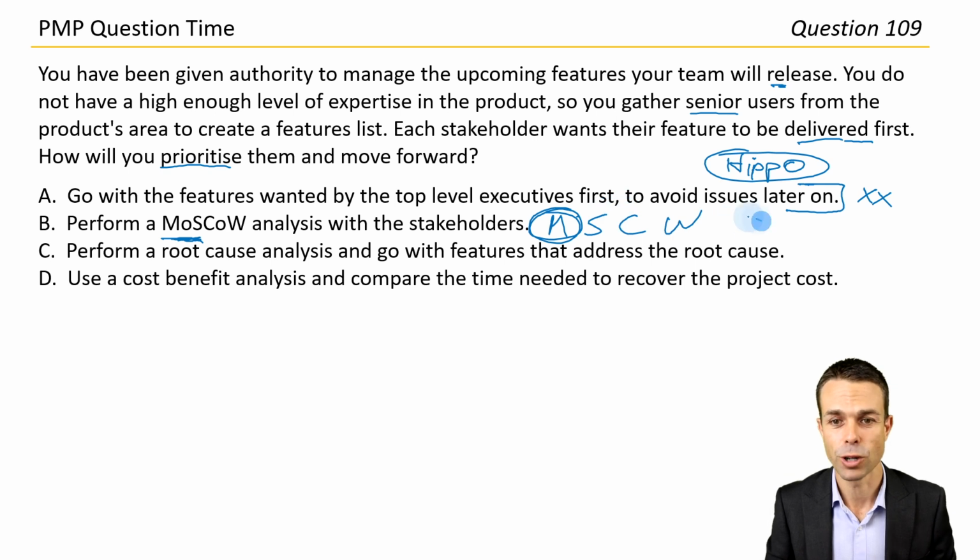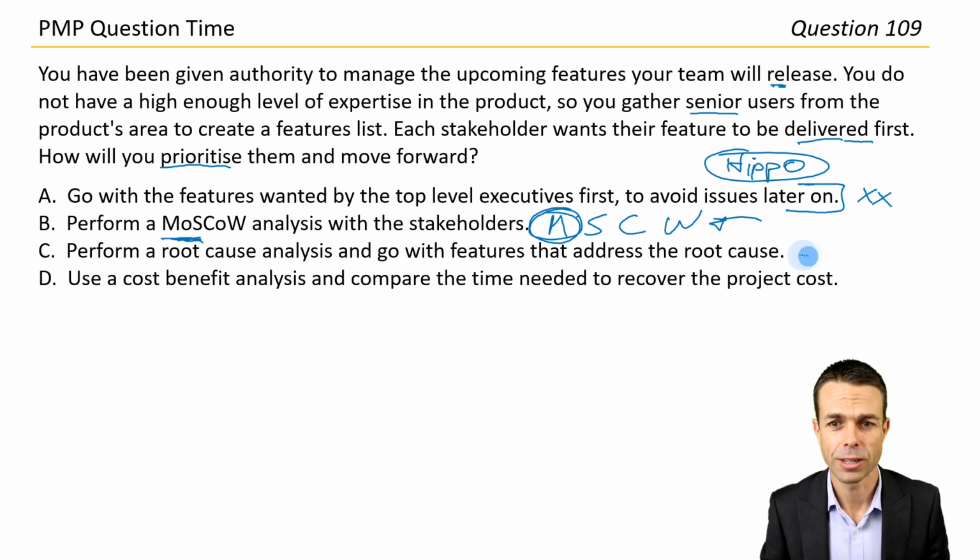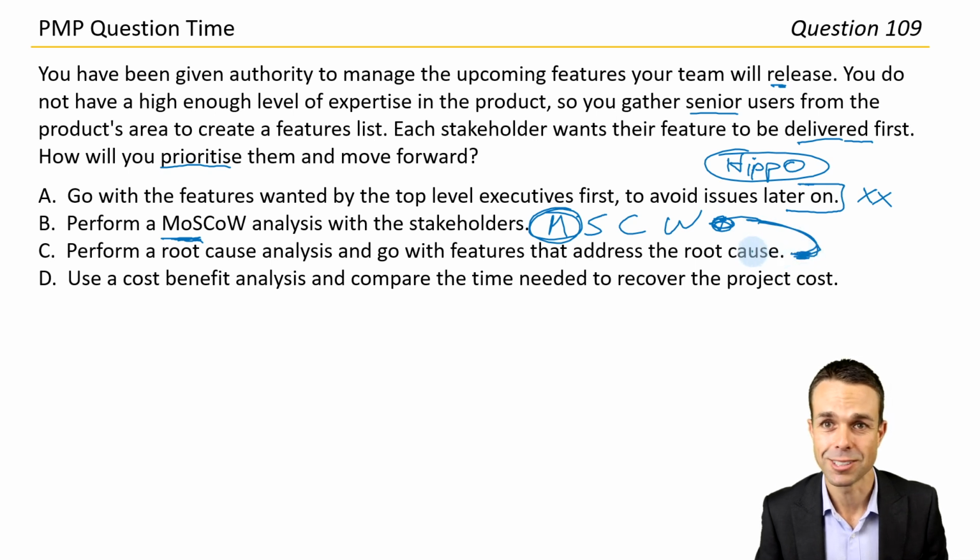If there's nothing else, we'll go with this, but let's see what else we have. Perform a root cause analysis and go with the features that address the root cause. Well, what are we doing here? What are we addressing the root cause of? So I'm not sure about this. Maybe between these two, I'm not sure. I'd probably go with Moscow over that one, actually. Let's see what the last one is, just in case.